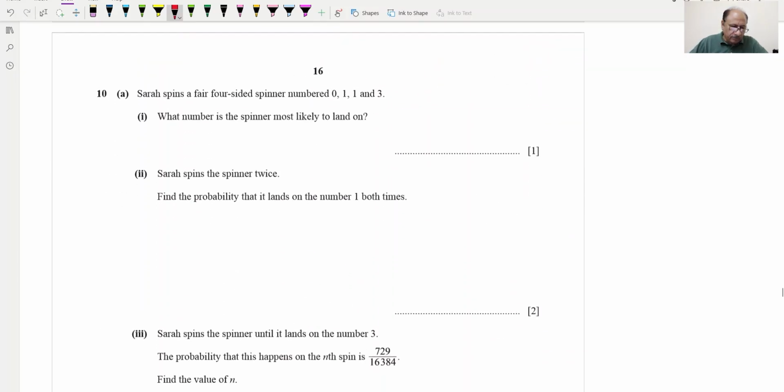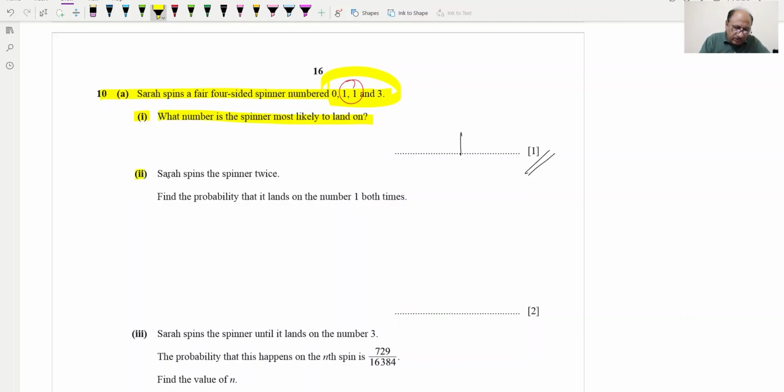Hopefully you understood it. Now question number 10. Question number 10 says Sarah spins a fair 4-sided spinner with numbers 0, 1, 1 and 3. So 2 times 1 out of 4. Then part 1, what number is the spinner most likely to land on? Because out of 4, 2 are 1, so most likely is 1. This is the 1 mark part which we have done.